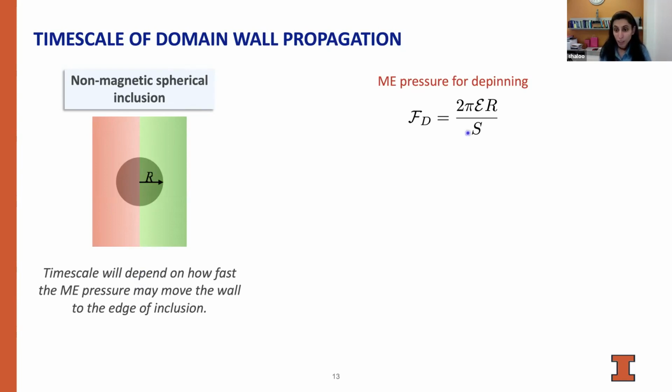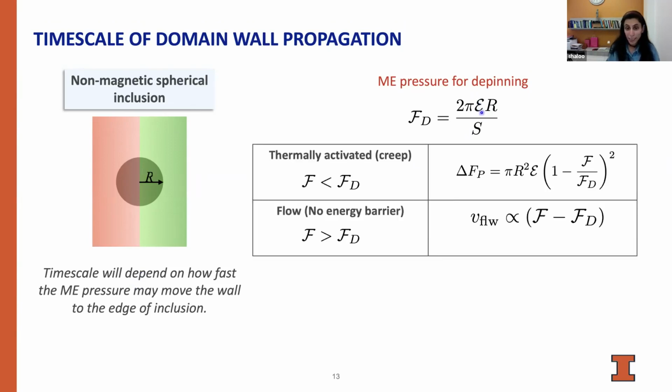And like before, this is proportional to the wall energy, which is this fancy E. So again, if I didn't apply enough magnetoelectric pressure, I'm putting very small electric fields in my sample, the wall can still thermally creep to the edge of the inclusion. And for that particular case, we can formulate the energy barrier for that to happen. And we find that it is proportional to the domain wall energy. And we get an extra term, which depends on the ratio of F and FD.